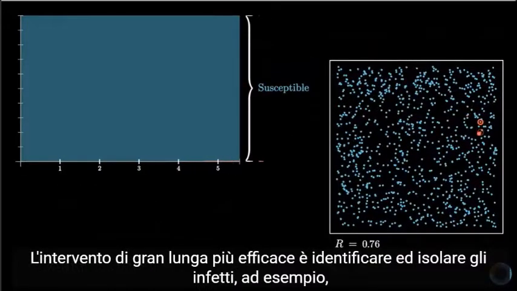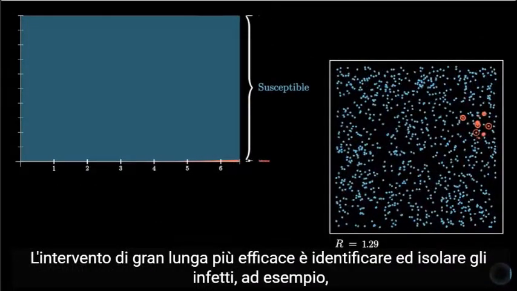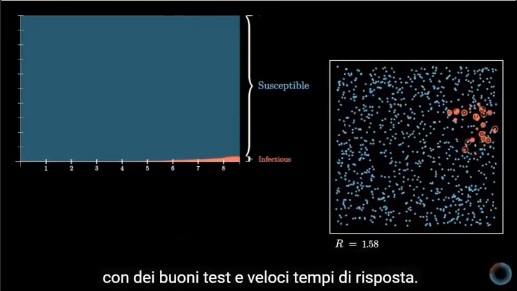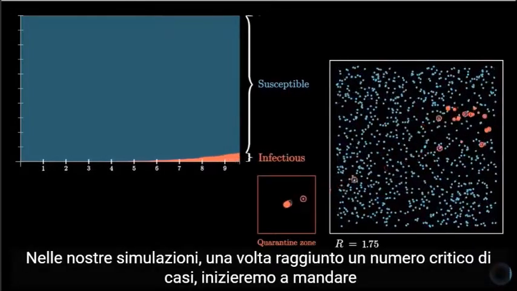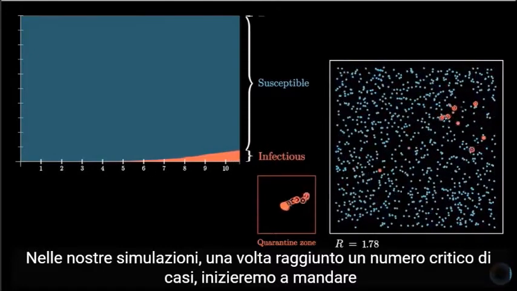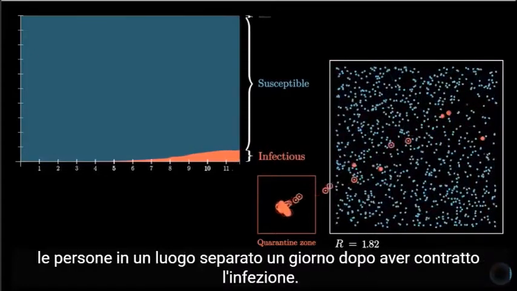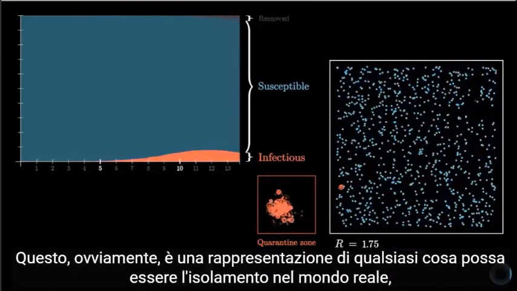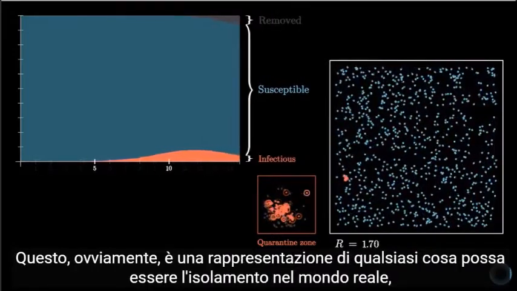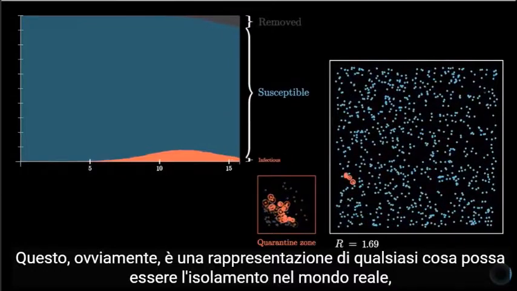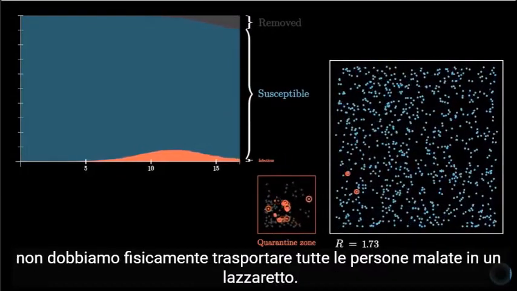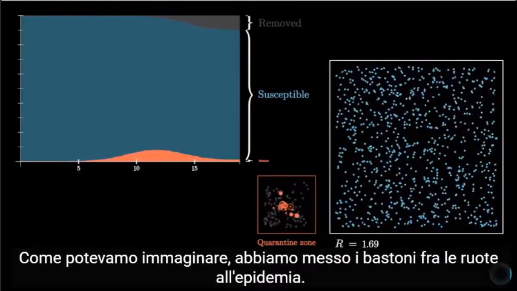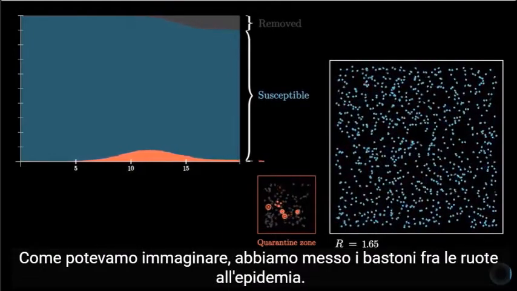What is by far most effective is to identify and isolate whoever is infectious, for example, with good testing and quick responsiveness. In our simulations, once we hit some critical threshold of cases, we're going to start sending people to a separate location one day after they have the infection. This is, of course, a stand-in for whatever isolation would look like in the real world. It doesn't have to literally be transporting all the sick people into one sad box. Unsurprisingly, this totally halts the epidemic in its tracks.